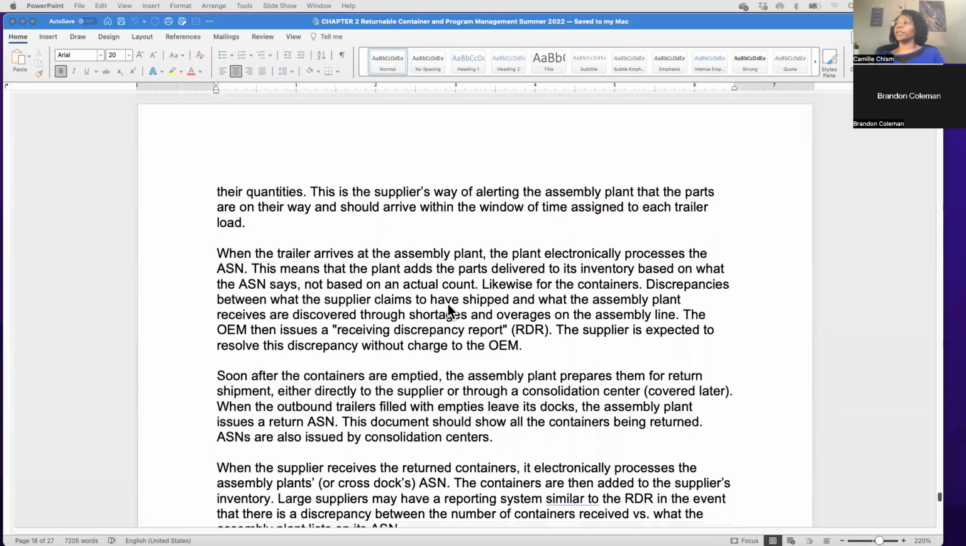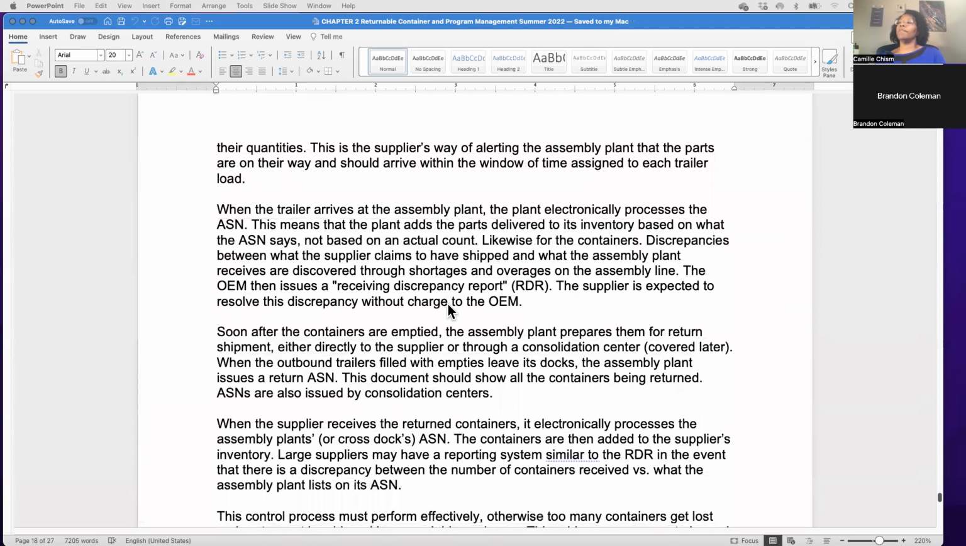We talked about that once, alerting. So once these trucks get to the OEM, they have that ASN, and they want to compare it to make sure. They just put it into the system and say, okay, we received 100. Every once in a while, there might be a shortage and they may be able to track that back, but they'll deal with that as discrepancies when that happens.